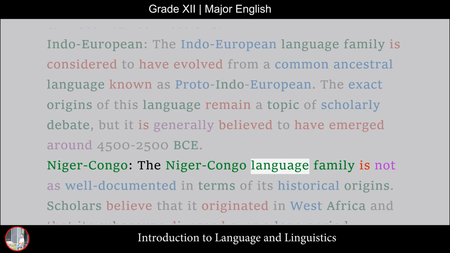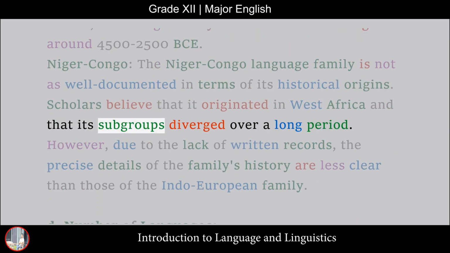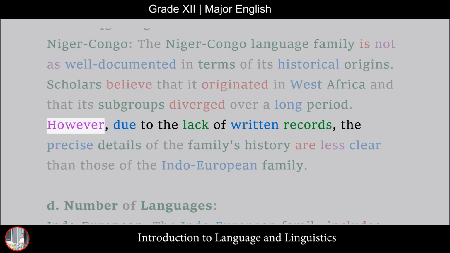Niger-Congo: The Niger-Congo language family is not as well documented in terms of its historical origins. Scholars believe that it originated in West Africa and that its subgroups diverged over a long period. However, due to the lack of written records, the precise details of the family's history are less clear than those of the Indo-European family. D. Number of languages.